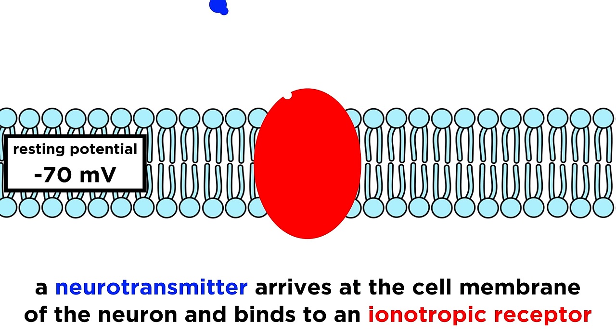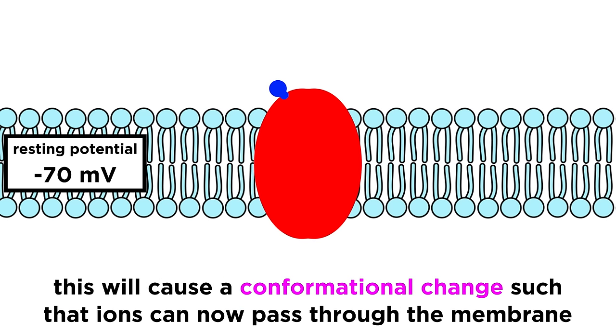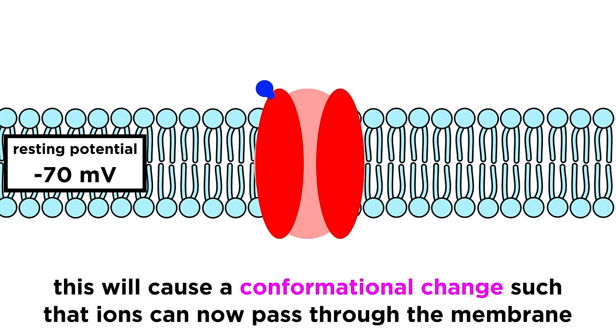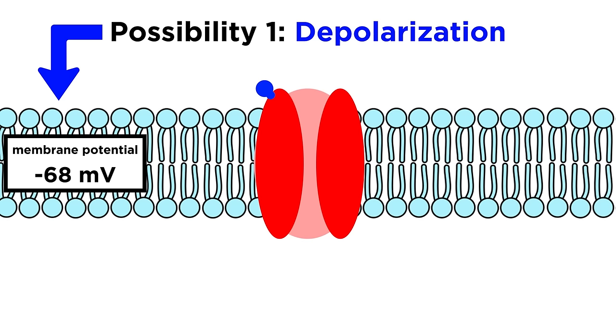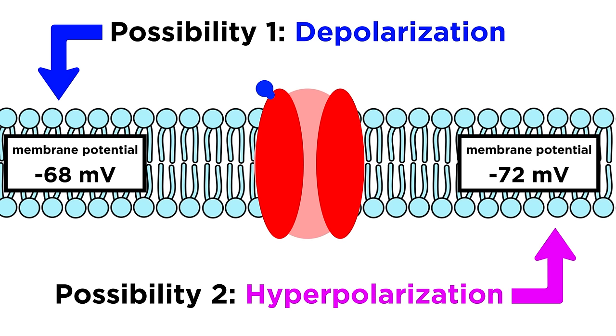When a neurotransmitter arrives at a neuron and binds to an ionotropic receptor in the cell membrane, this will cause a conformational change in the receptor, such that ions can pass through. This will have an effect on the membrane potential. The result could be depolarization, which makes the resting potential less negative, or hyperpolarization, which makes the resting potential more negative. In either case, the change is small, just a couple millivolts.